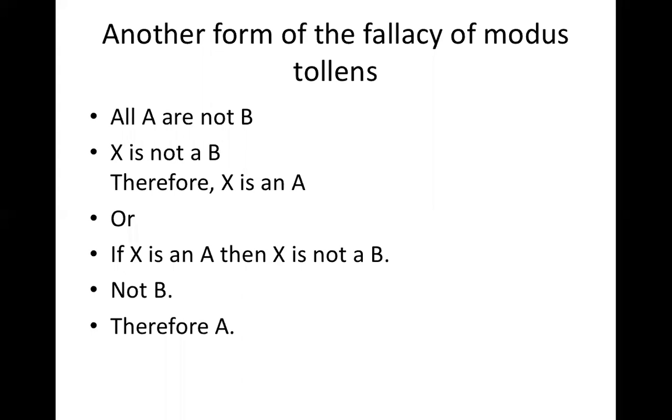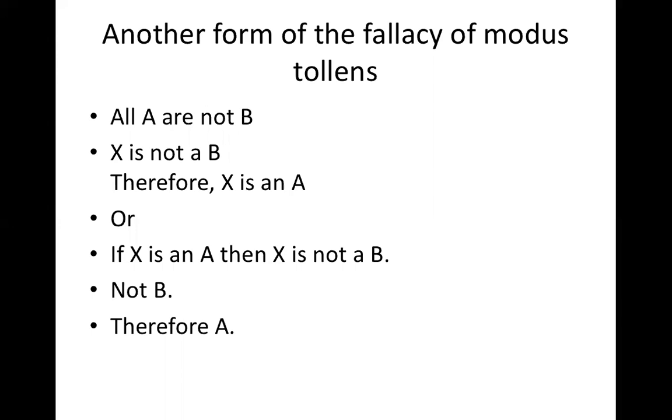Another form of the fallacy of modus tollens: all A are not B, X is not a B, therefore X is an A. Now remember that two negatives give you one positive. So all A are not B, X is not a B, it's like saying all A are B, X is a B. So it is an argument that affirms the consequent. It's not an argument that denies the consequent, because the two statements amount to a positive.